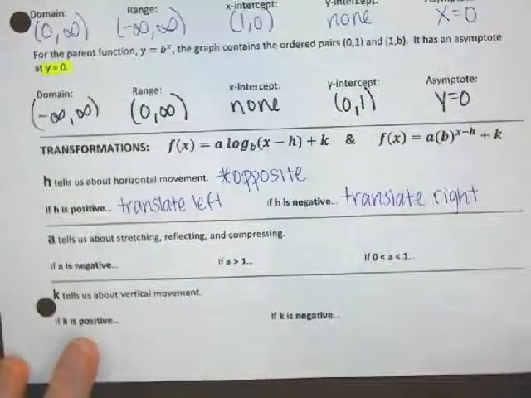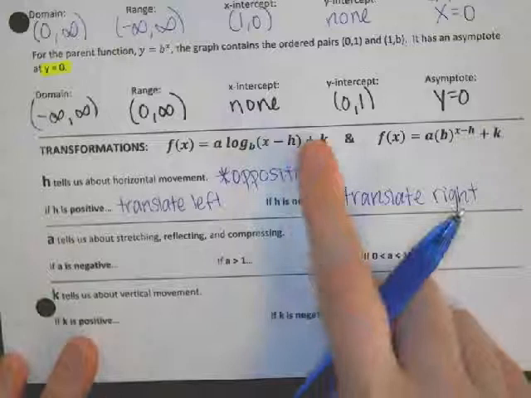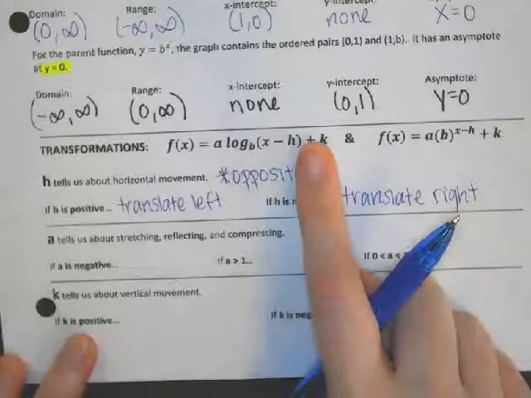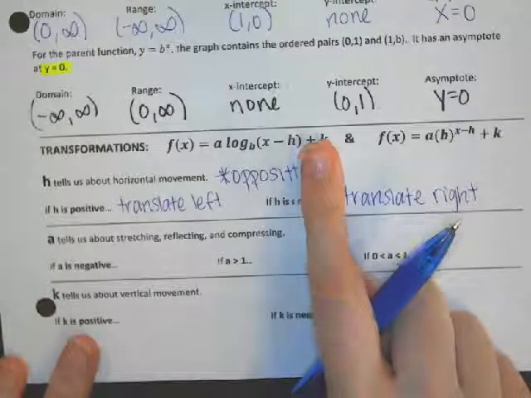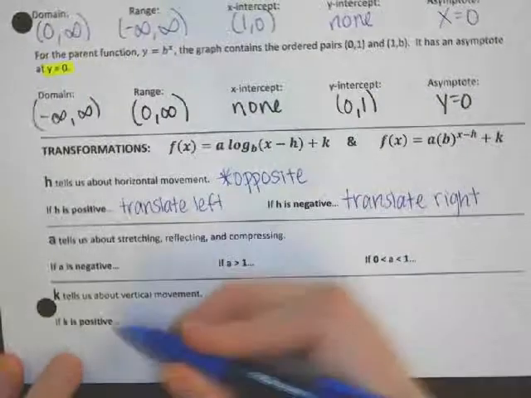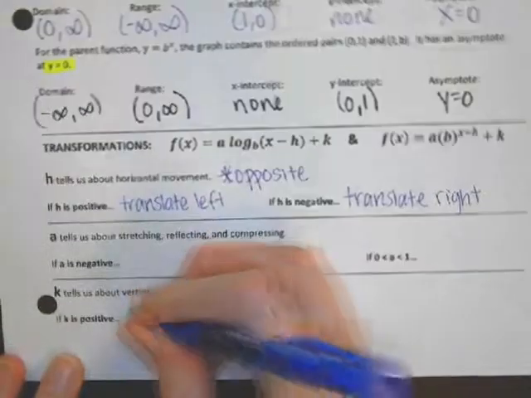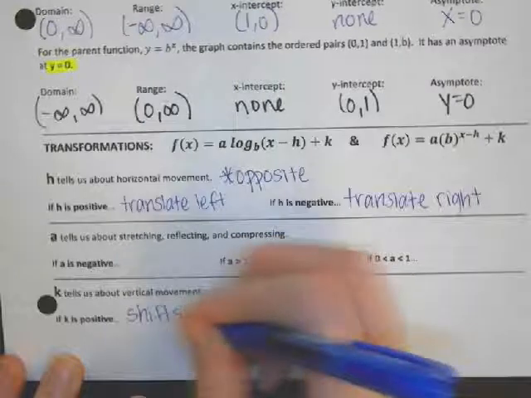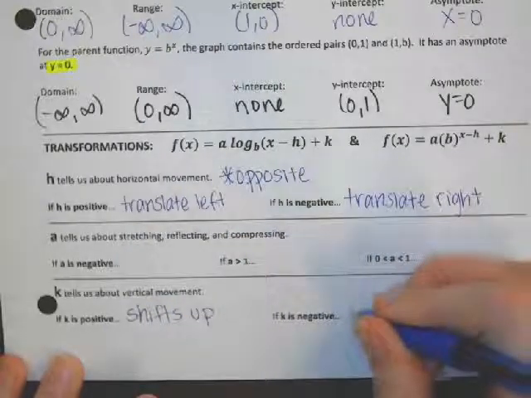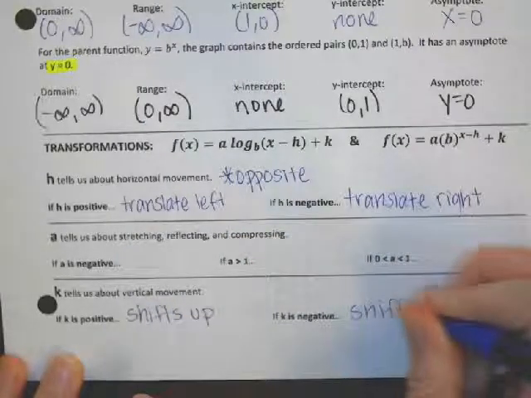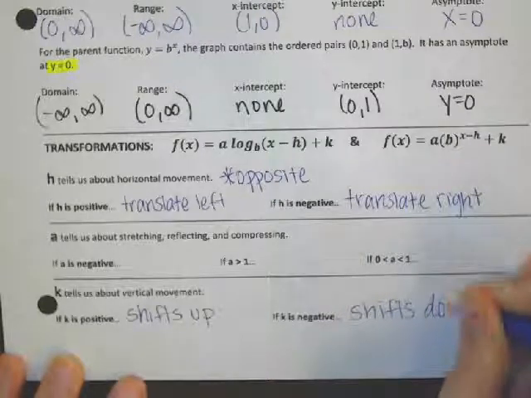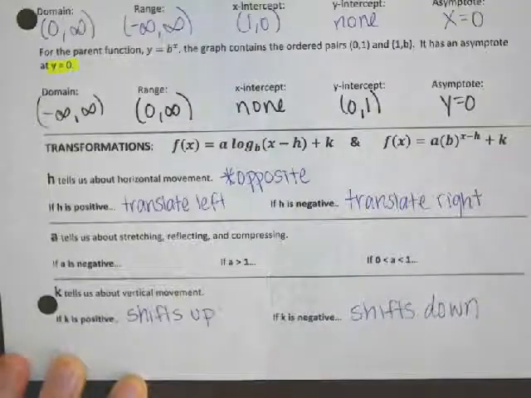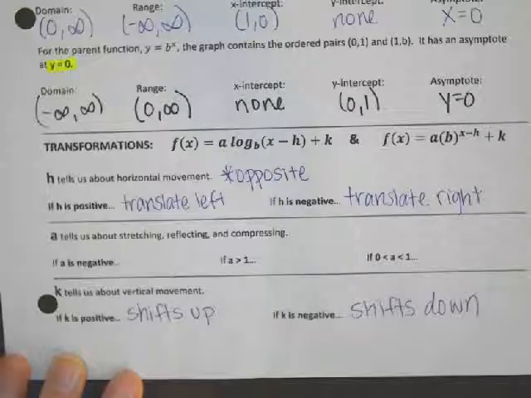Okay, what about the k value? K is what's on the outside of the function. So if you add or subtract to the output, what does it do? Up or down. So if k is positive, it's going to move you up. If k is negative, it's going to shift down. That one's not opposite because we don't have to solve for y. Y is already by itself. You don't do the opposite of the k.